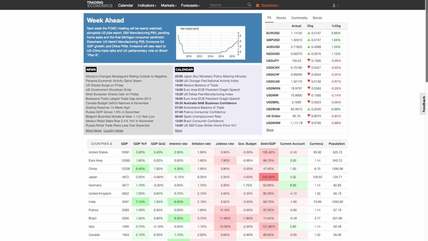Elsewhere you've got the UK manufacturing PMI, Eurozone quarterly growth, which is going to be quite big as well, and China PMIs, which are probably going to be quite big too. PMI, the producer manufacturing index, gives an indication of inflation depending on what it is. Investors will also react to US-China trade talks and the UK parliamentary vote on Brexit Plan B, and that is what is really driving the pound this last week and into this week.